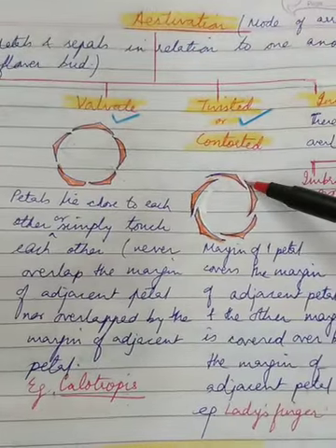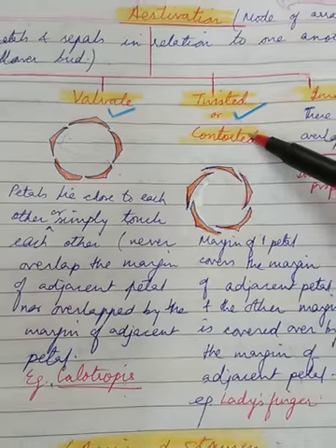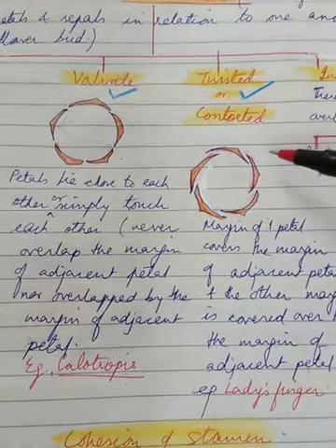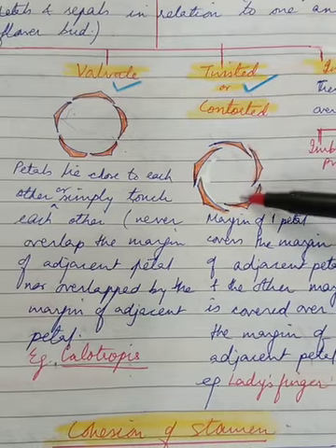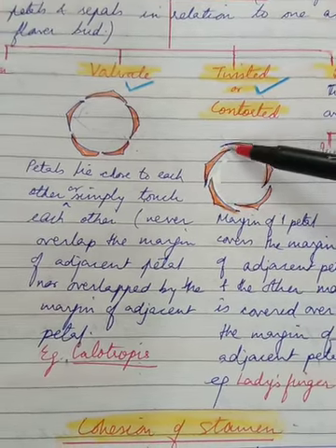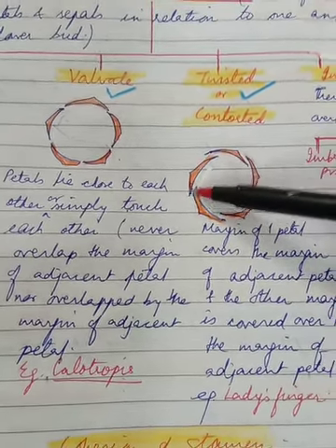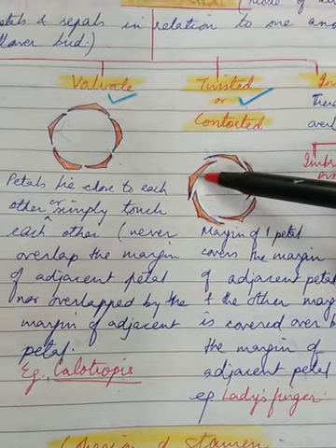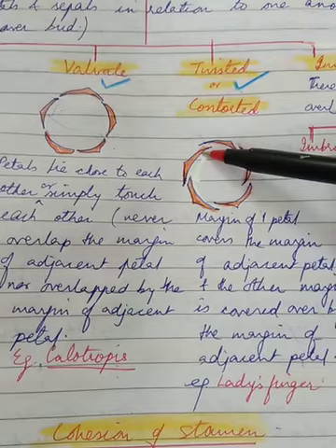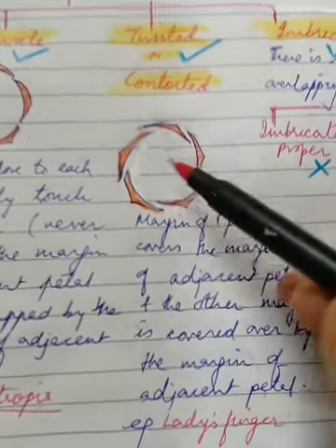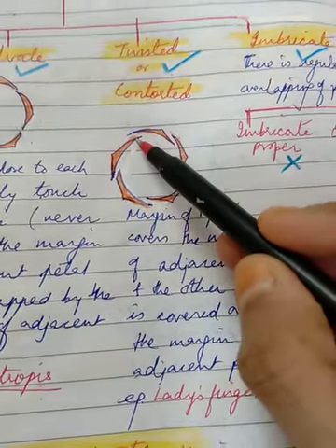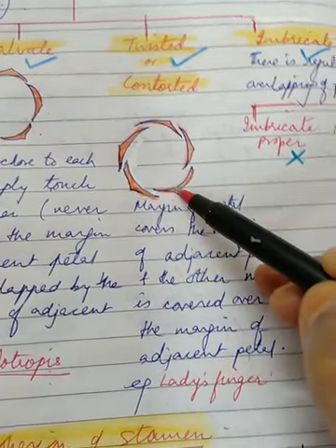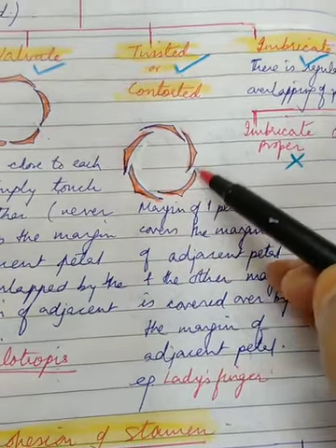Look at this next one, twisted or contorted. If this is the petal, it is kind of twisted. You can see one part of a petal will be overlapping the top part of the other, and the next partner will be under it. So see, this is one part of a petal under, one over. Second, under and over. Same is third, under and over.